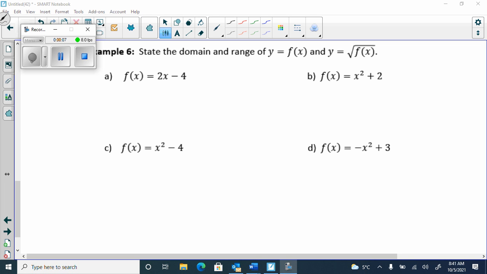All right. So we have f of x equals the square root of 2x minus 4. And we need to find the domain and range. And I told you we could do it of just the square root. So we're going to look at that. So we have y equals the square root of 2x minus 4.